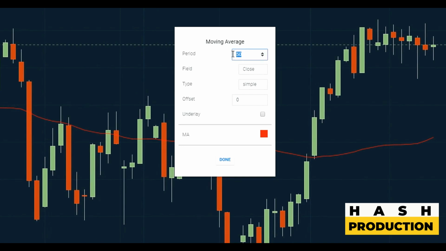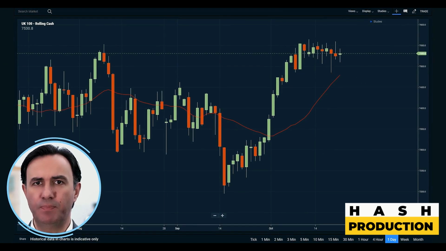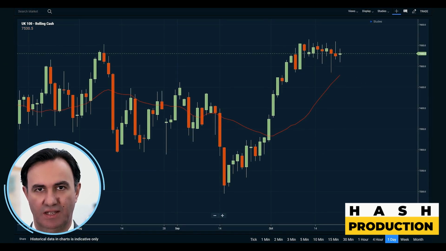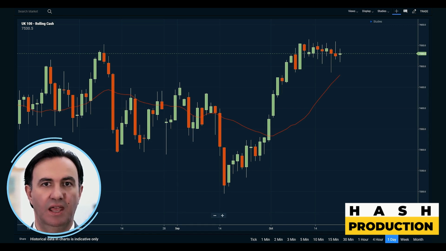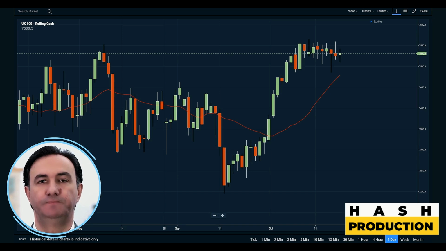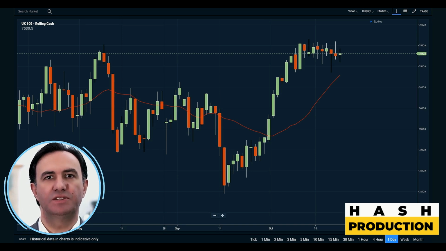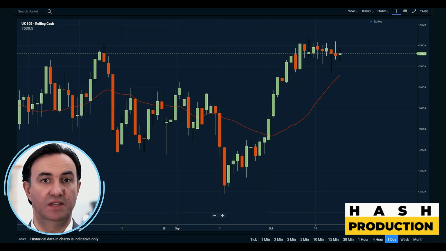If we set a 20-period moving average, we want to use the closing price and not the open, high, low, or any other combination. The offset lets you move the plotted data back or forward. But don't worry about this or the underlay. Now you have a 20-period simple moving average line on your chart. This is the moving average for each period plotted and joined up with a red line. That was pretty easy. Yes, it's not too difficult once you've seen it being done.